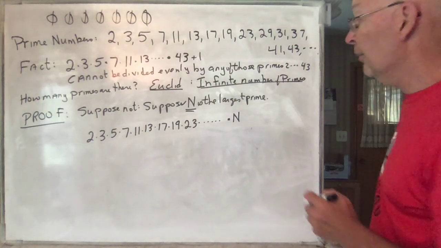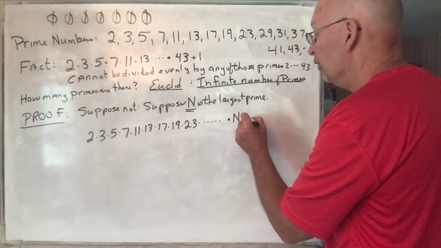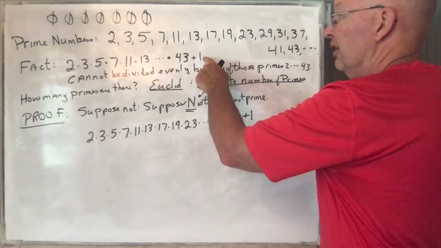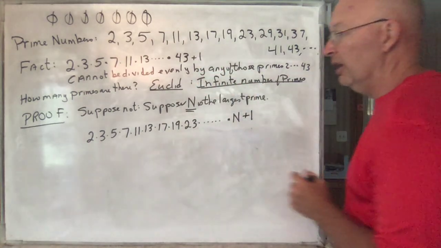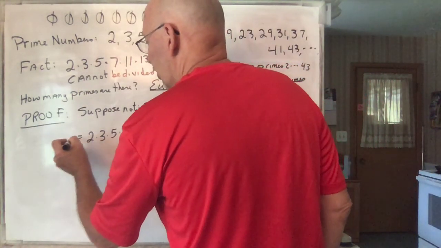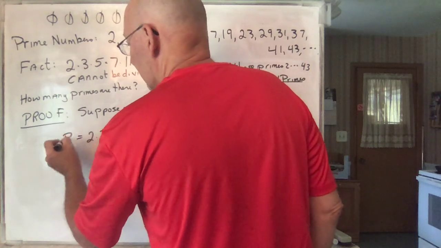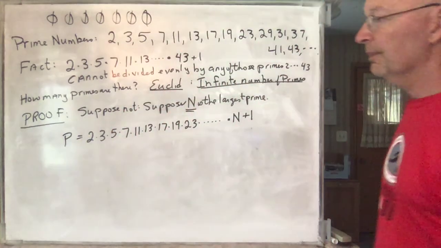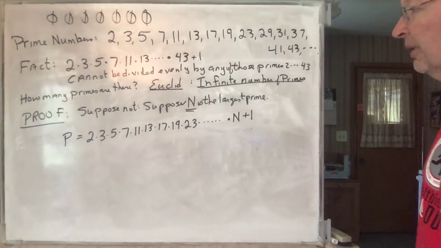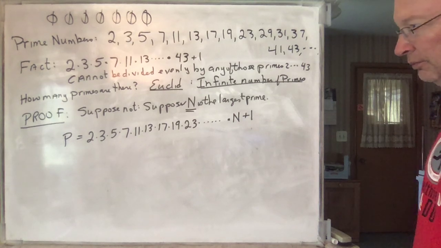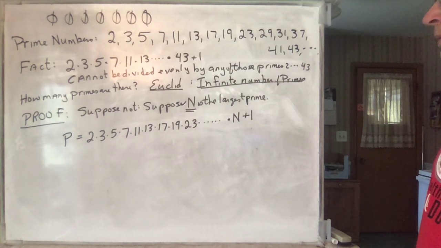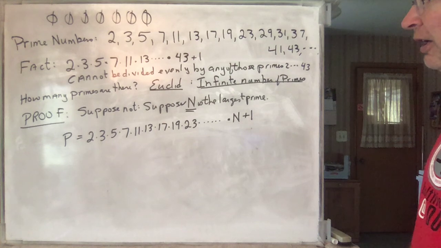Okay, so we're going to take them all, and then once we have them all, we're going to add 1 to it. Just like I did right here, we're going to add 1. And this is our new number. Let's just call it P, for possible prime. Or just for P, we'll just call it P. Okay? So, are you with me so far?